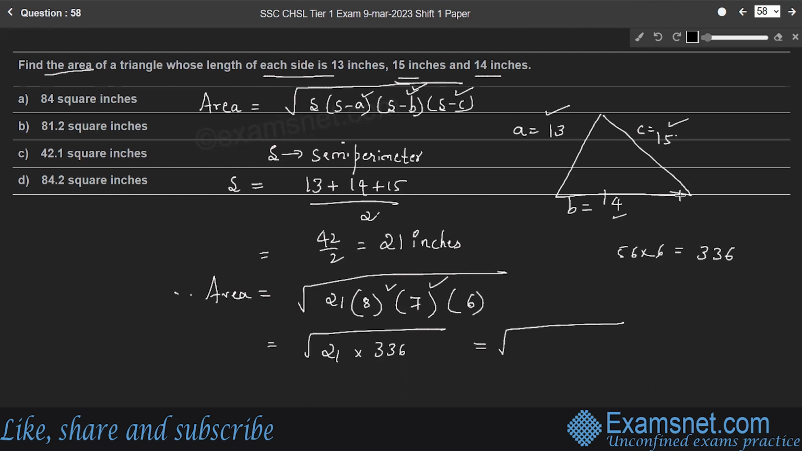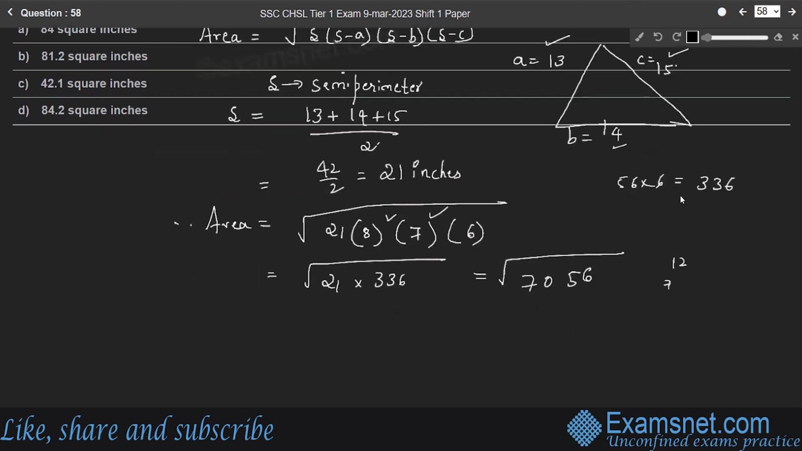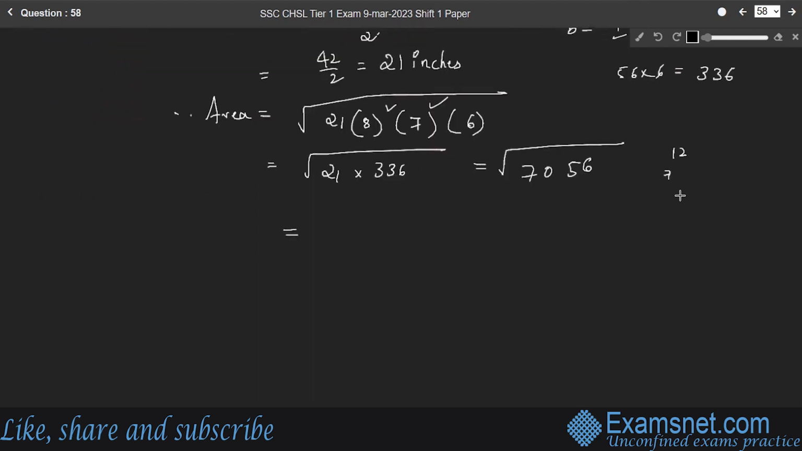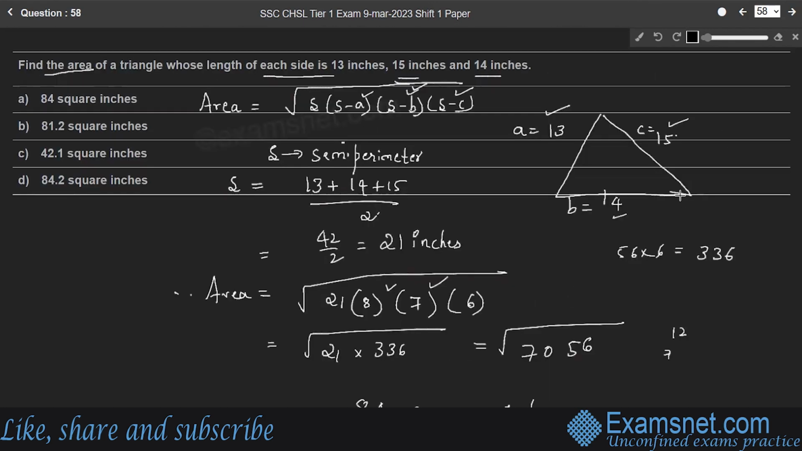Which is 126. So 63, 73, 75, and so 7056, right? So find the square root of 7056. You will get 84 inches. Square inches. Since it is area, it is 84 square inches is area of the given triangle. So look at the options. 84 square inches. Option A is the right answer.